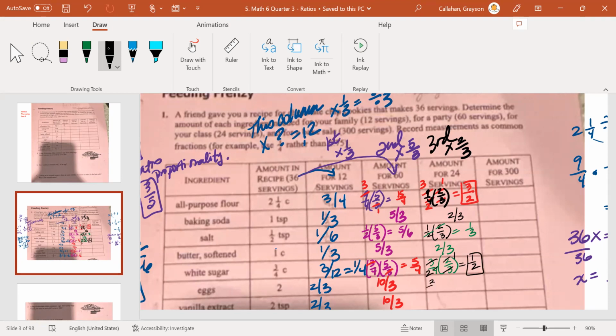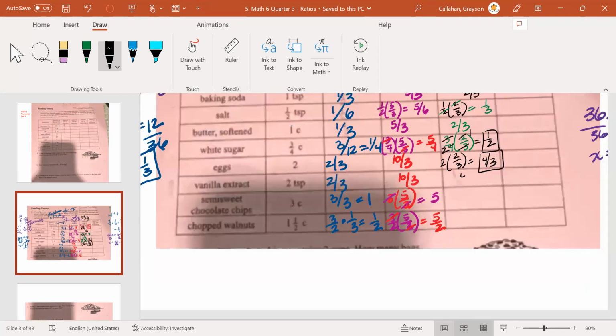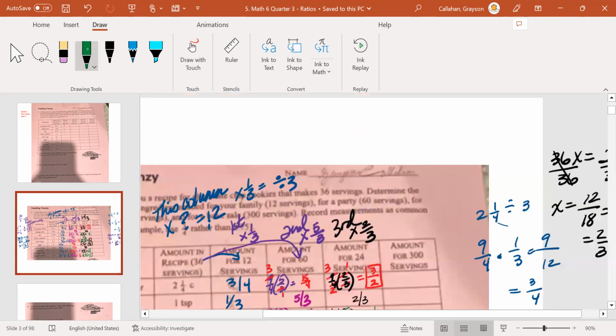2 times 2/3. 2 times 2 is 4. 3 stays the same on the bottom. 2, same thing, 4/3. But remember, this is different because this is eggs and this one is teaspoons. Yeah. So then 3 times 2/3. Cancel that. It's just going to give me a 2. Then 3/2 times 2/3. Well, they all cancel, so it's just 1. Do you see that? Okay. All right, so that's the third one.